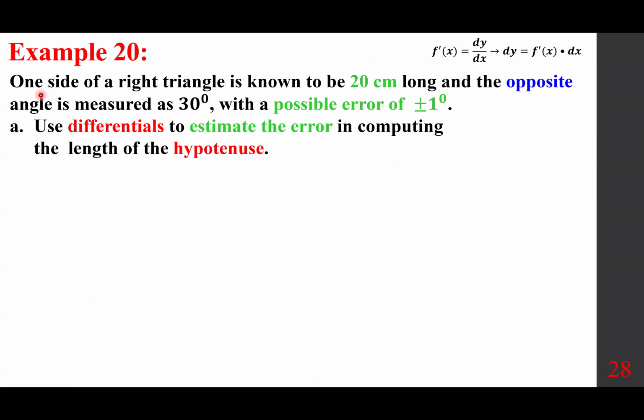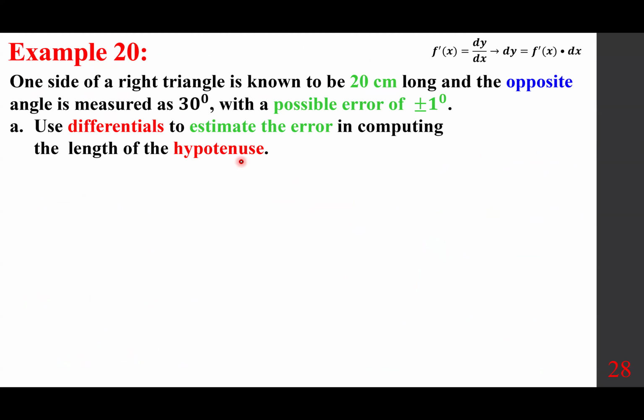One side of a right triangle is known to be 20 centimeters. One leg. Right, this is important. Right triangle, 20 centimeters long, and the opposite angle measures 30 degrees with a possible error of plus minus 1 degree. Use differentials to estimate the error in computing the length of the hypotenuse.